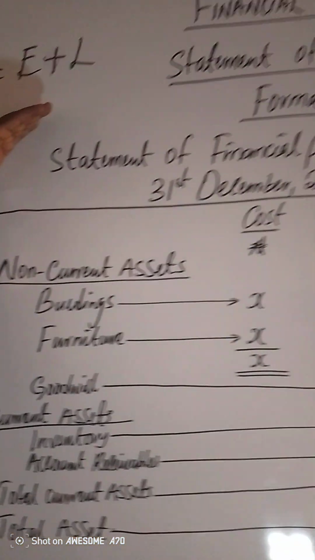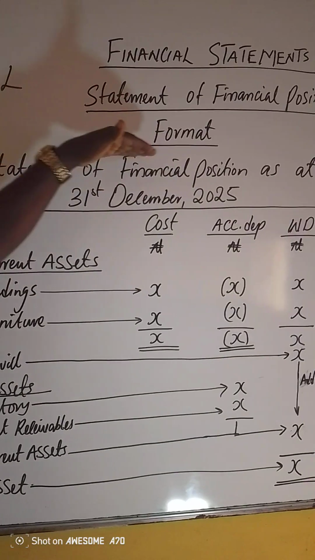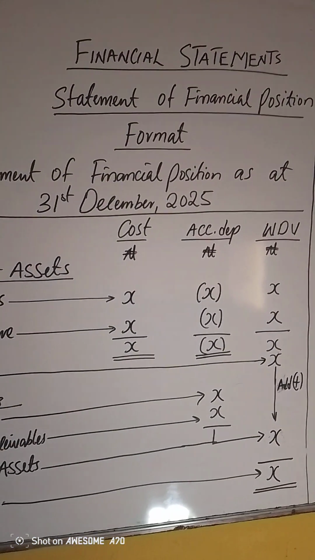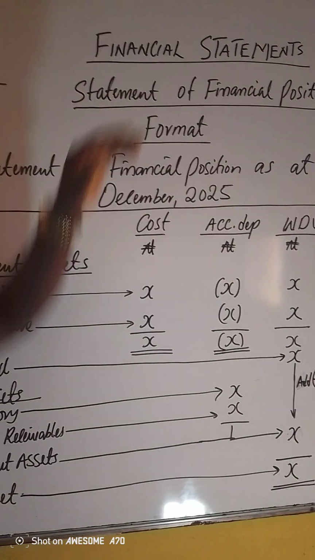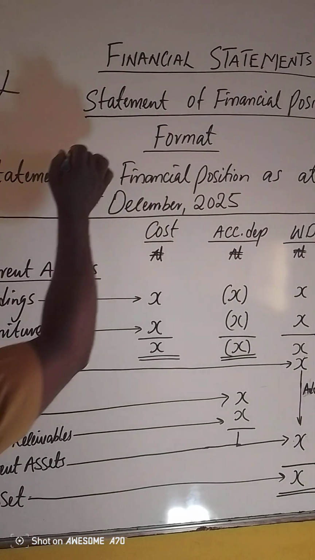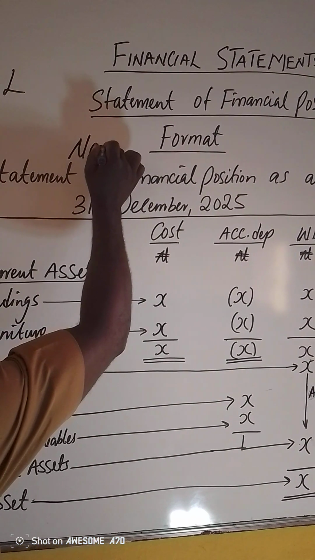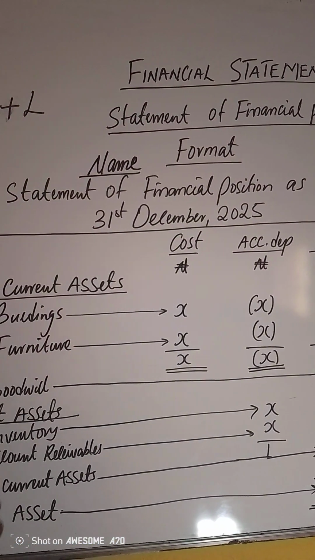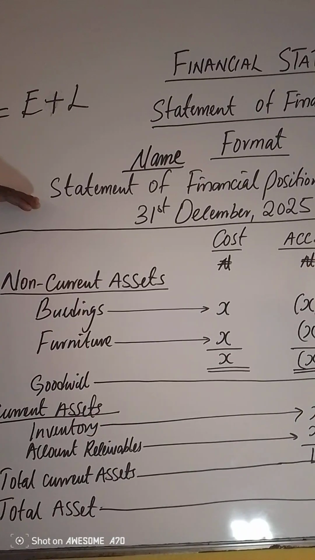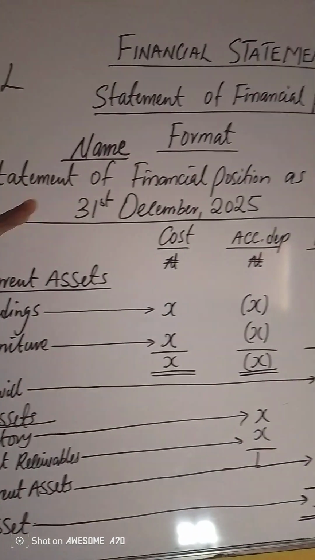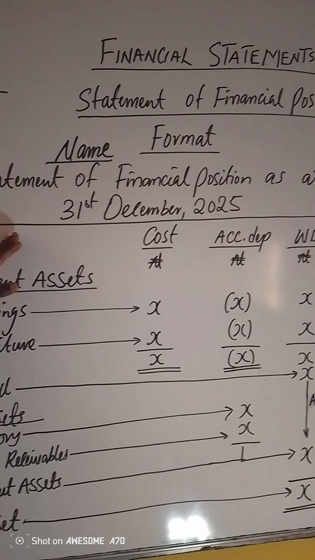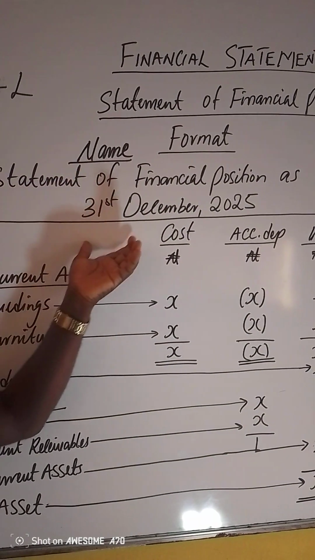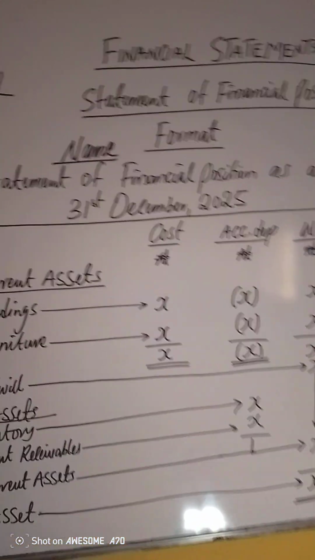Then look at the format here. First, you put the name of the organization or the sole proprietor. The name should come first. The name of the owner of the business should be put on top. After the name, you put a clear heading: statement of financial position as at the given date, which is mostly the end of a year, like in this case, 31st December 2025.